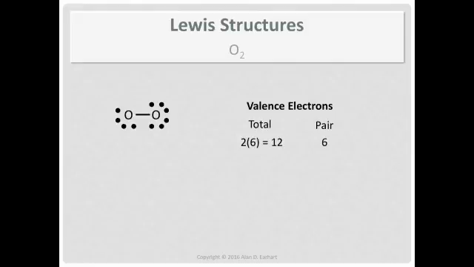Well, look at where we are. We have 4 pair around that surrounding oxygen, but we only have 3 pair on the central oxygen. So we're actually at the rule that says if the central atom has fewer than 4 pair of electrons, make multiple bonds to satisfy the octet rule.